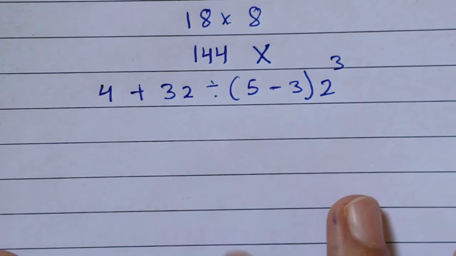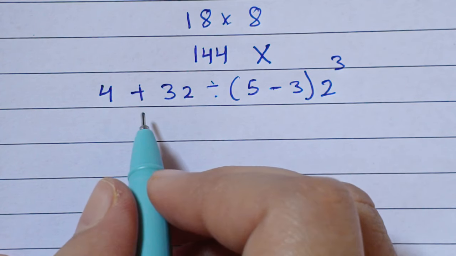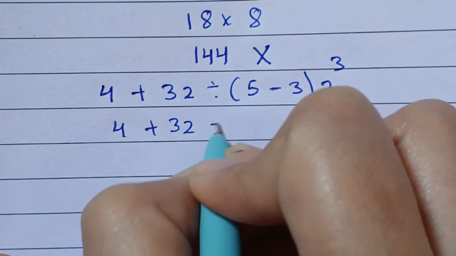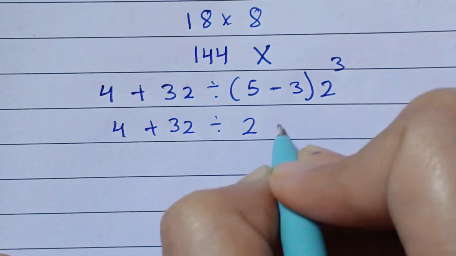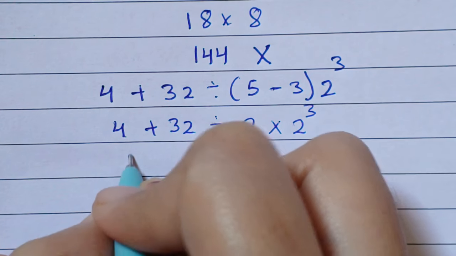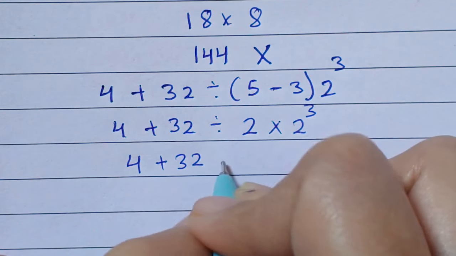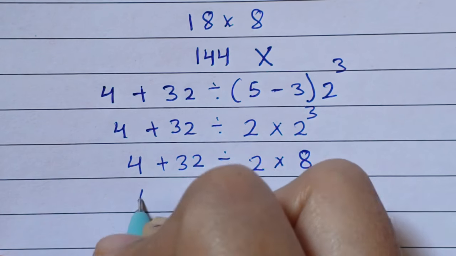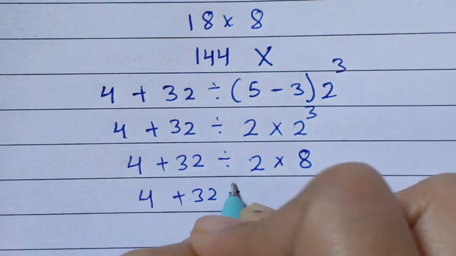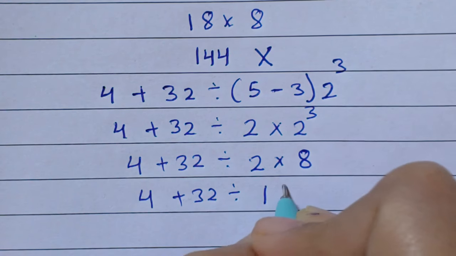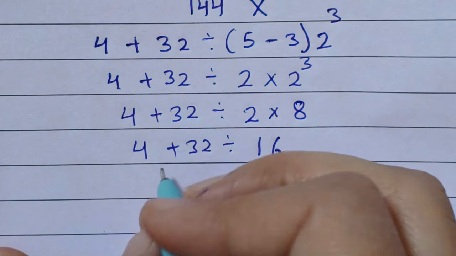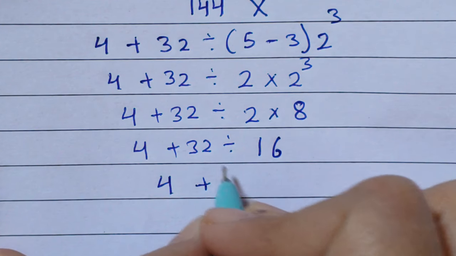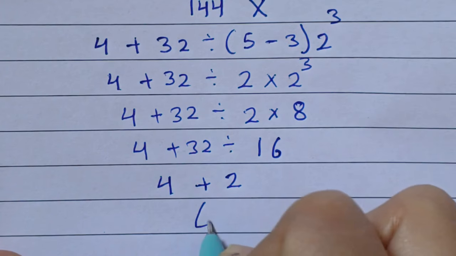So here let's solve once again and find the value for this expression. So 4 plus 32 divided by 5 minus 3 which is 2 times 2 cube. So 4 plus 32 divided by 2 times 2 power 3 is 8. 4 plus 32 divided by here 2 into 8 which is 16. So 4 plus 32 divided by 16. 16 twos are 32. So here comes 2, which is 6.